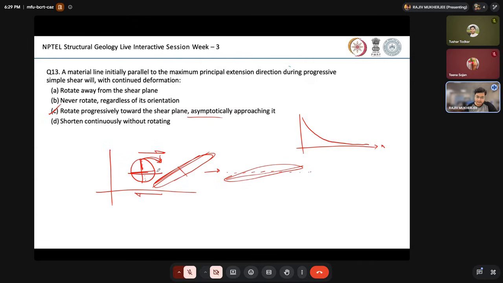So this line is the shear plane because the shear direction is parallel with respect to this line. That's why this is the shear plane, and every other line that is not parallel to the shear plane will try to rotate at some point to become parallel with the shear plane itself. So that's how we call it a simple shear.